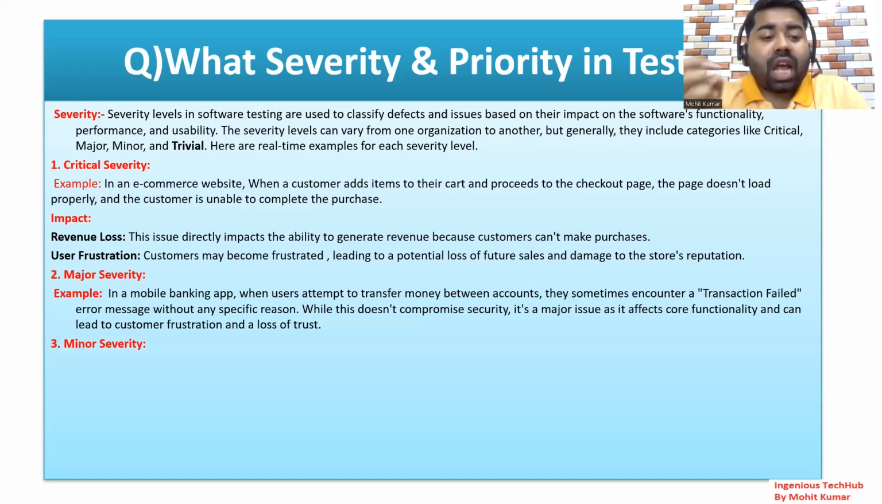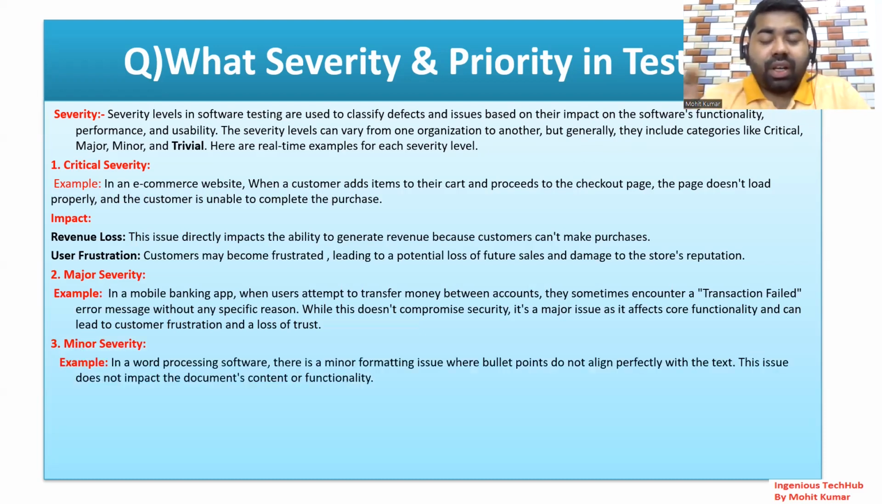So another type is minor severity. Minor means we have some minor issue, a minor impact on your application. I have given the example of word processing software: a minor formatting issue where the bullet point, like you are using Microsoft Word, right, and you try to format some bullet points but they do not align perfectly with the text.